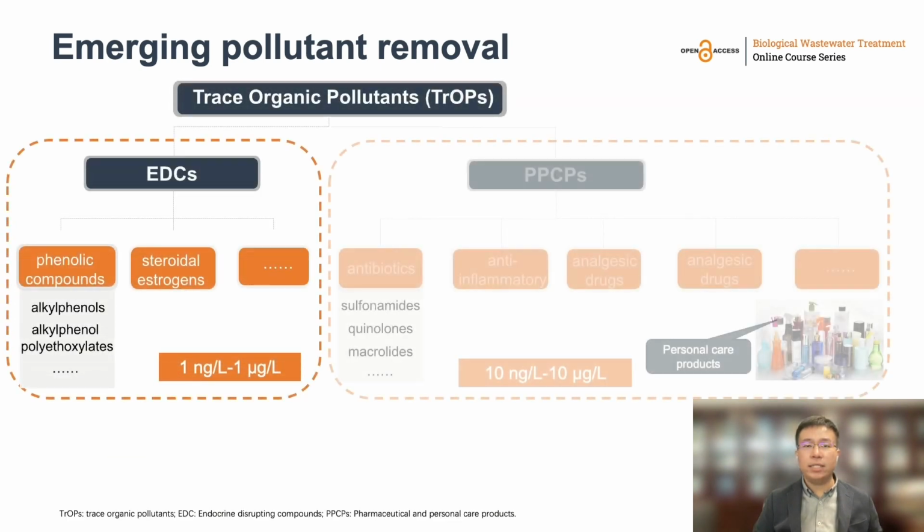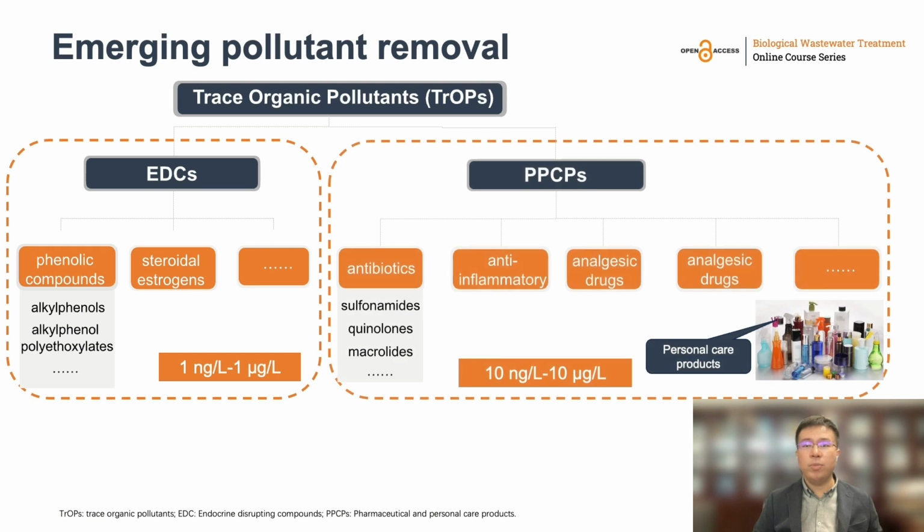The most widely investigated trace organic pollutants, TROPs, include endocrine disrupting compounds, EDCs, and pharmaceutical and personal care products, PPCPs. They are categorized according to the impact and usage. EDCs include a range of phenolic compounds and steroidal estrogens. PPCPs can be classified according to their medical effects into anti-inflammatory and analgesic drugs, antibiotics, lipid-regulating drugs, musks, among others.